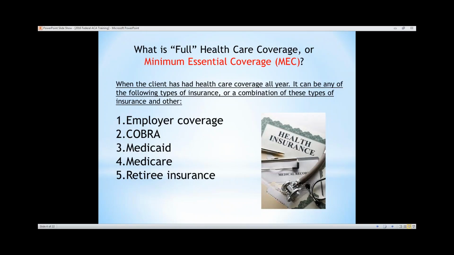So it's either called full healthcare coverage, sometimes it's called minimal essential coverage. It's basically having some form of healthcare coverage. So it can be sponsored by the employer. A lot of people receive that through their employer. It can be Medicaid, Medicare, any sort of insurance somebody has as a result of their retirement or pension. COBRA is another huge one. As long as somebody had some form of healthcare coverage throughout the tax season, we just indicate that.